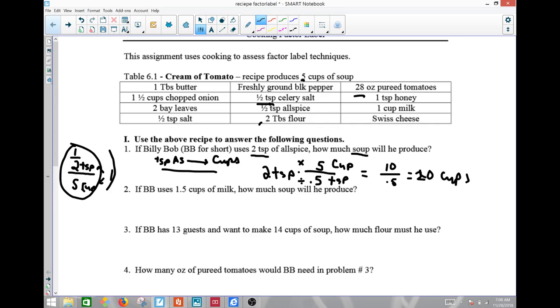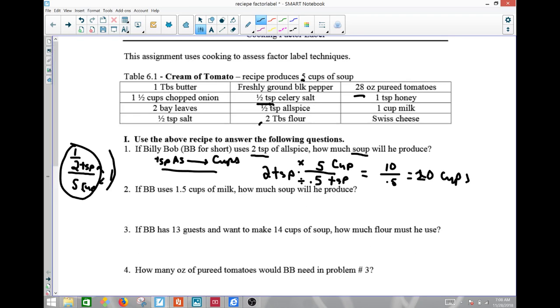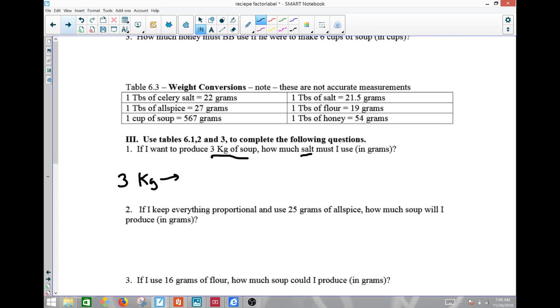All right, so my original here says a half a teaspoon of salt is what's required for 5 cups of soup. All right, so that's in teaspoons of salt. So I need to get to teaspoons of salt. Now here, they're giving me salt right here. 21 grams of salt is equivalent to 1 tablespoon.